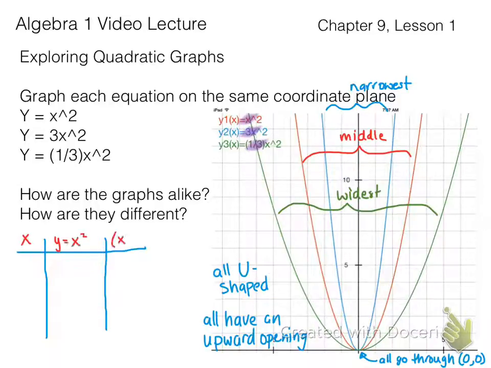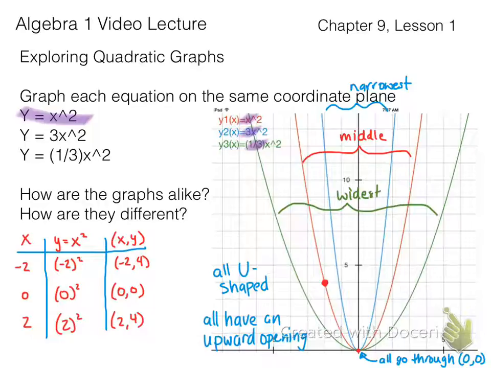So, if I were to graph the simplest of them, y equals x squared, which was the red one, and I did -2 as x, I'm going to get -2 to the second power, which is 4, so that's that dot right there. 0 to the second power is 0, which is that dot. And 2 to the second power is 4, which is that dot. And again, you can see how it would be U-shaped if I were to connect the dots and keep going. Okay, you guys getting the idea?